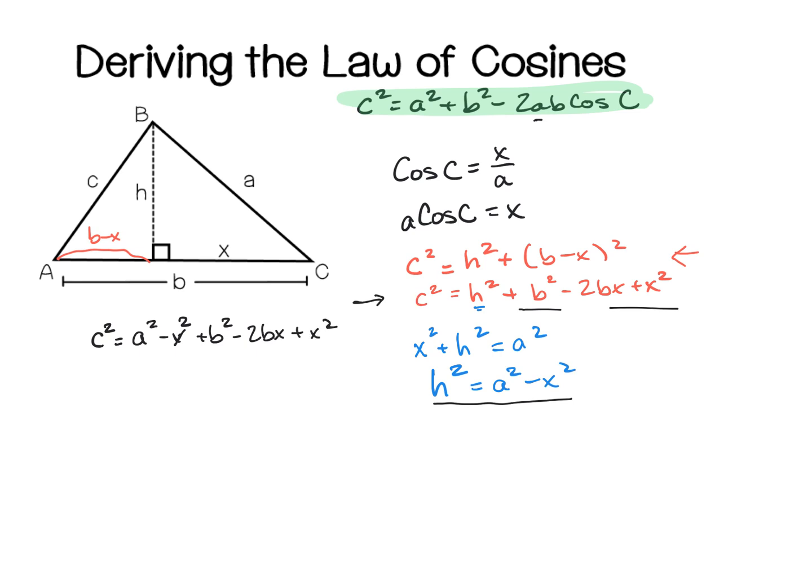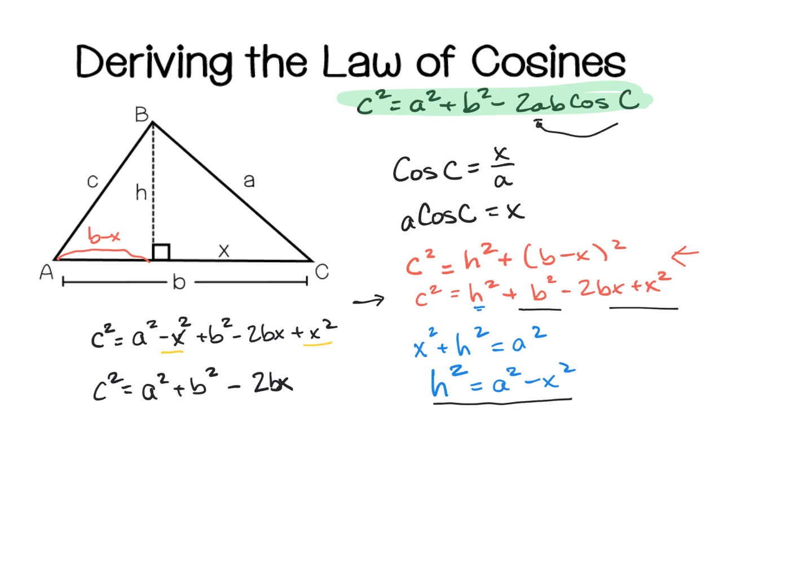Now, one thing that I noticed here when I did that, I now have a negative x squared and a positive x squared. So that's going to get canceled out, right? That's 0. So I have now c squared equals a squared plus b squared, looking good so far, minus 2bx. What I really want though, I like the c squared equals a squared plus b squared. Minus 2 is perfect. I do need that b, but I also need an a and a cosine of c.